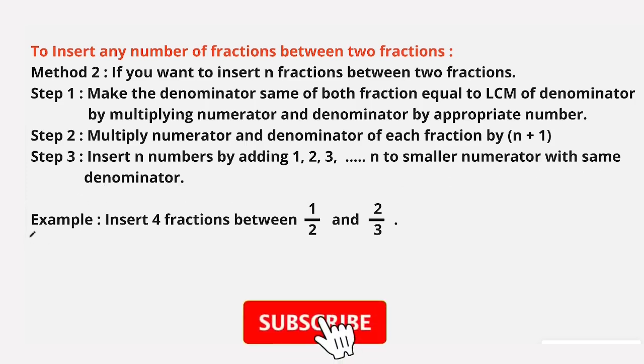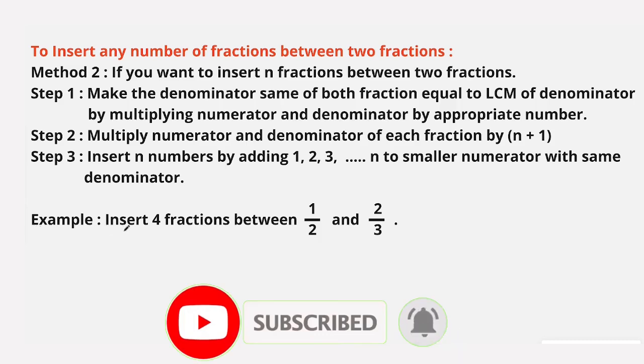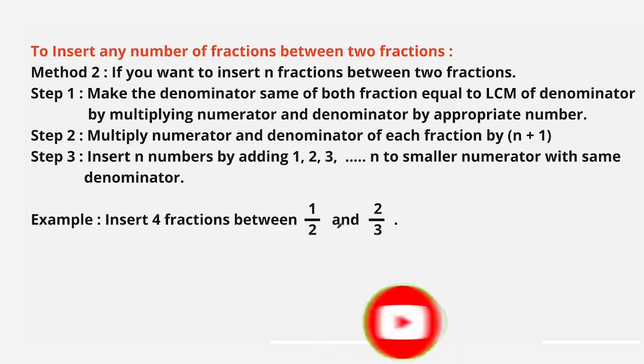We will understand it by one example. Insert 4 fractions between 1 upon 2 and 2 upon 3. The first step, step 1, to make denominator same of both fractions equal to LCM of denominators. First we will find the LCM of denominators. The denominators are 2 and 3 and LCM of 2 and 3 is 6. We have to make the denominator same of both the fractions equal to LCM, and LCM is 6.